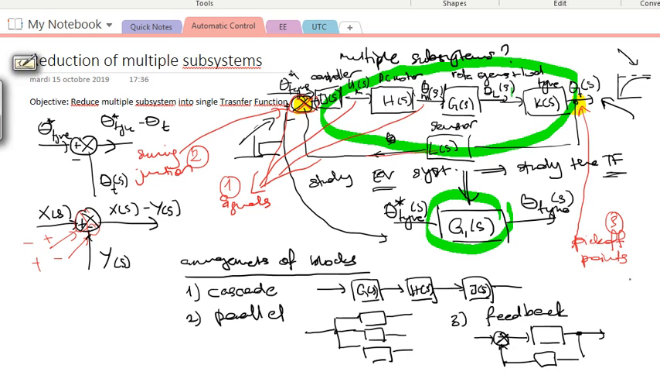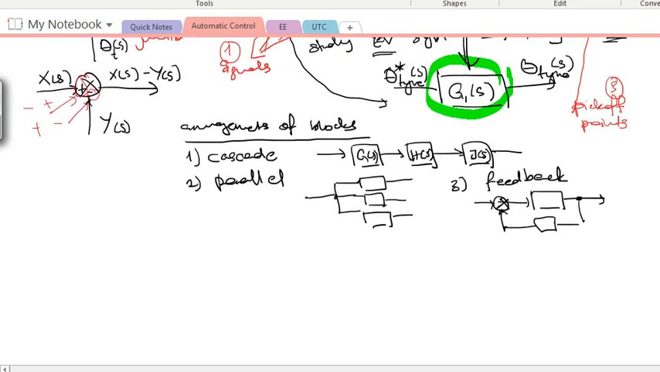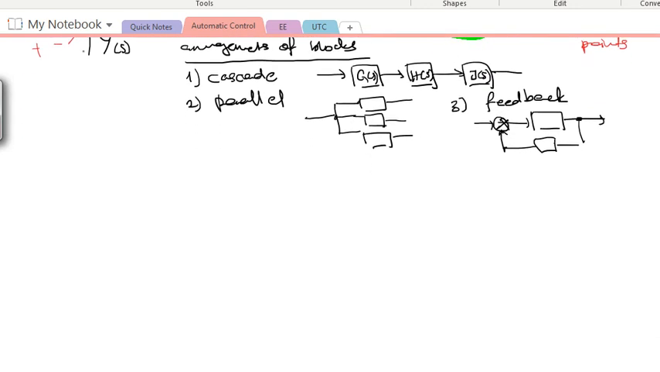So now, once we know the components, the elements of block diagram and the types of arrangement, we're going to see how we reduce this arrangement of blocks: cascade, parallel, and feedback. Okay, so we look one by one, starting from cascade. If we have a cascade, we're going to show how to reduce it, and the proof of the reduction.